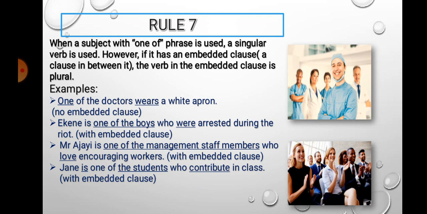Mr. Ajayi is one of the management staff members who love encouraging workers. This is another example with an embedded clause. And why Mr. Ajayi, a singular subject, selects is a singular verb. The management staff members who, as the subject of the embedded clause, is plural, so selects the plural verb love. Jane is one of the students who contribute in class. Good.